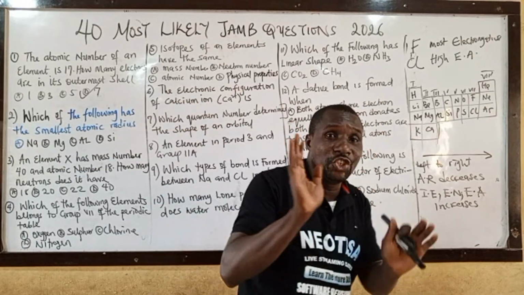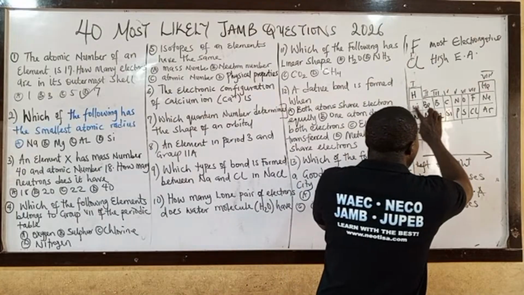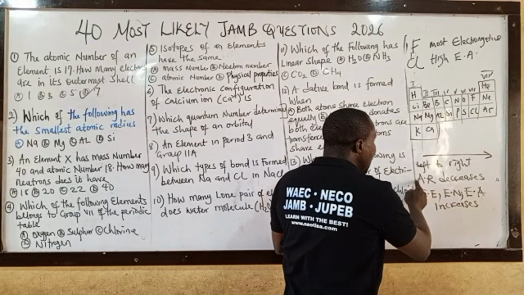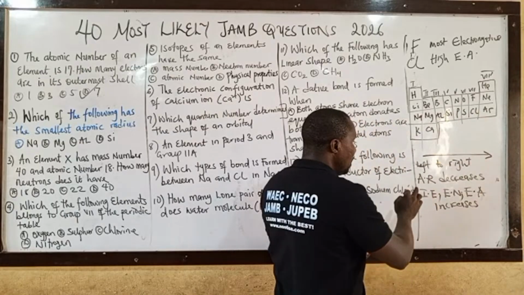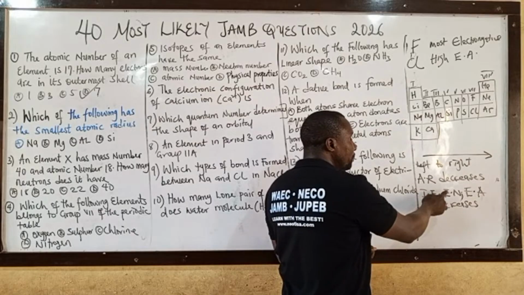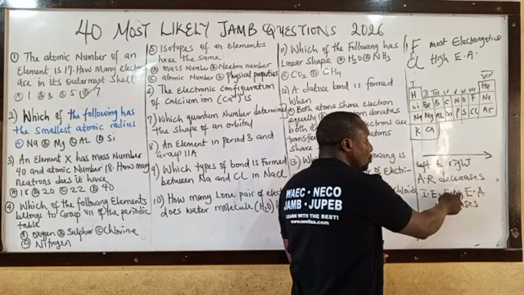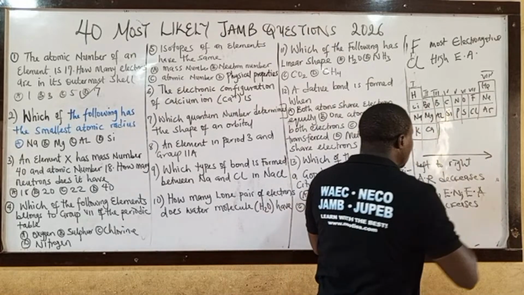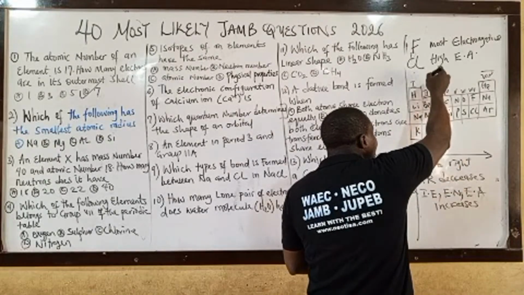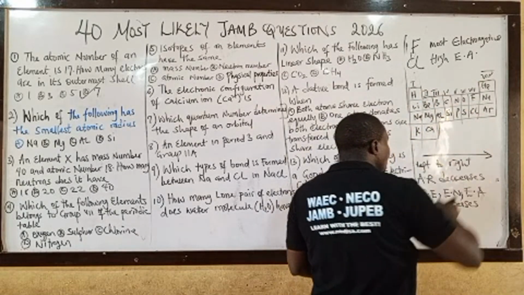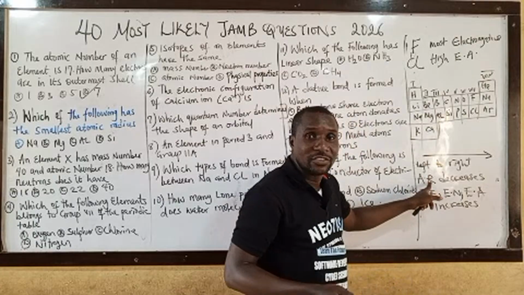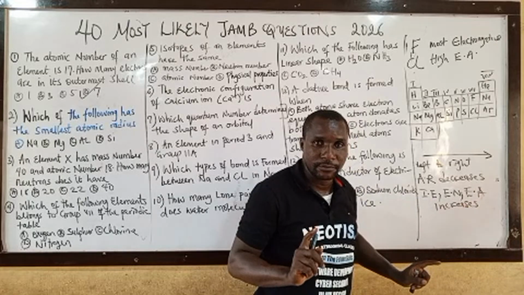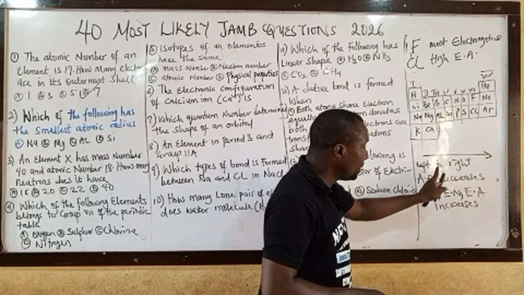But take note, in JAMB, as you are moving from left to right, atomic radius decreases. Ionization energy, electronegativity, electron affinity increases from left to right. Then as you are coming down the group, what happens? Atomic radius increases, while the other three decreases. Take note of that. Hope that you've written this.